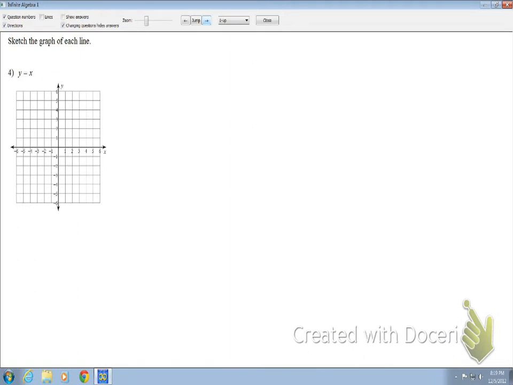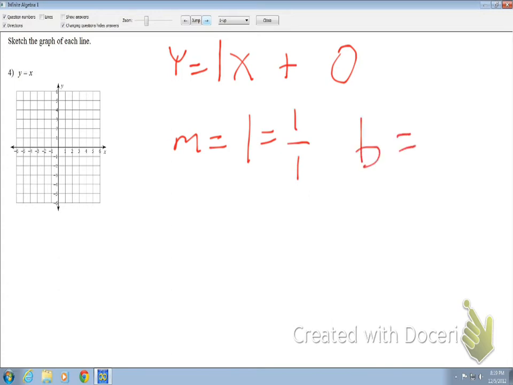Now in problem 4, this is a little trickier because our equation is y equals x. But that's really not in slope-intercept form. In slope-intercept form, it's going to be y equals 1x plus 0. So my slope here is 1, and as a fraction, it's up 1/1. And my y-intercept is 0.